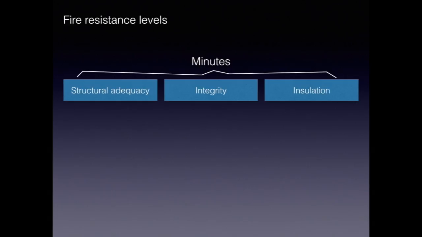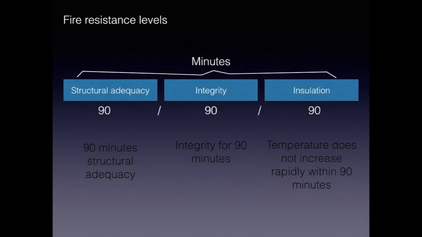For instance, if you see that a requirement for a particular structure is written as 90, 90, 90, this basically means that the specific structure has to have structural adequacy for at least 90 minutes, integrity for 90 minutes, and the temperature does not increase rapidly within 90 minutes since the fire started.